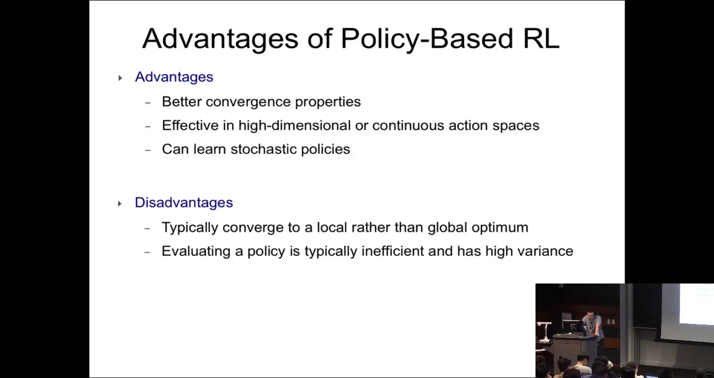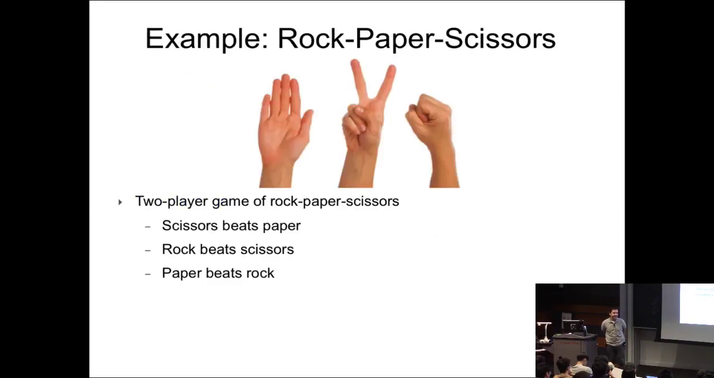Some disadvantages: sometimes these models would typically converge to some local rather than a global optimum. And then evaluating a policy can be inefficient, and we'll see some examples of that, and it can have high variance. Let's look at one particular example.